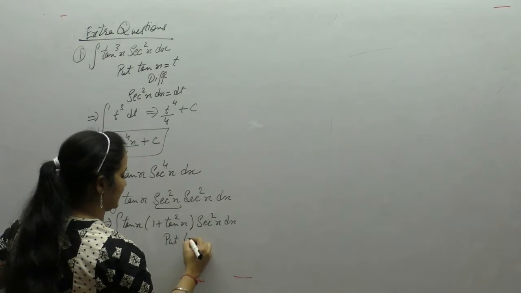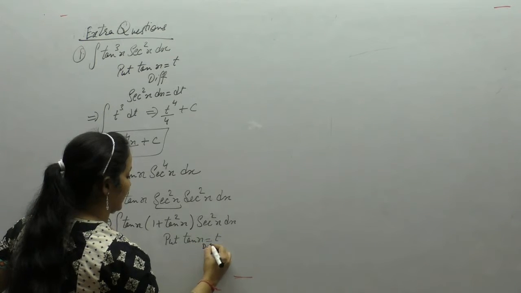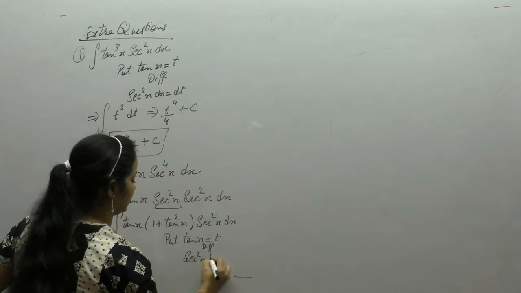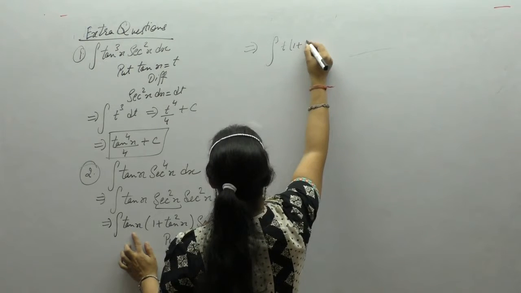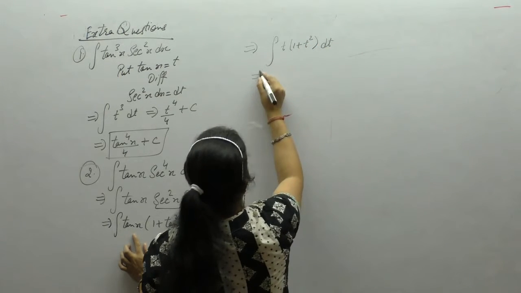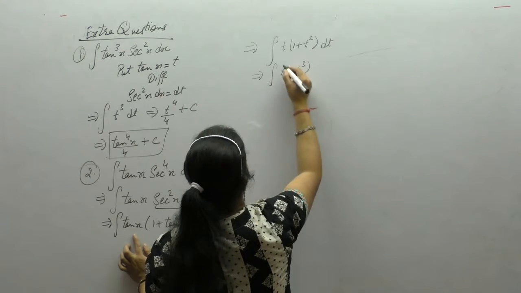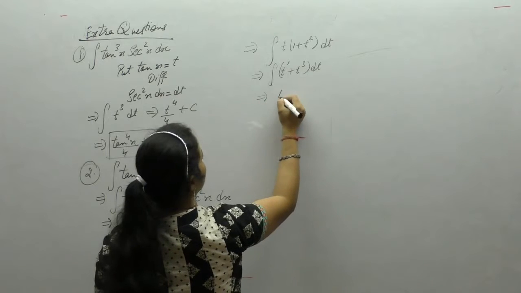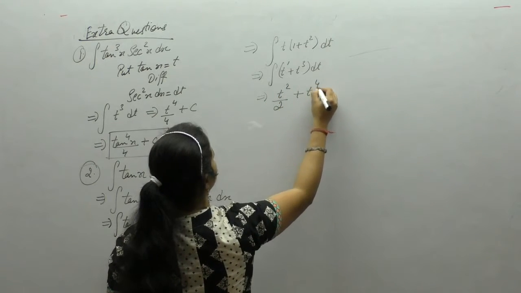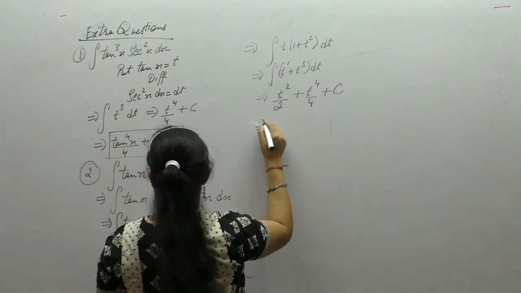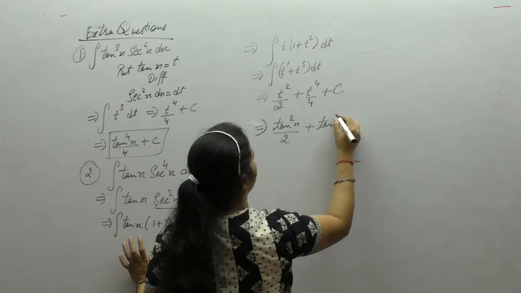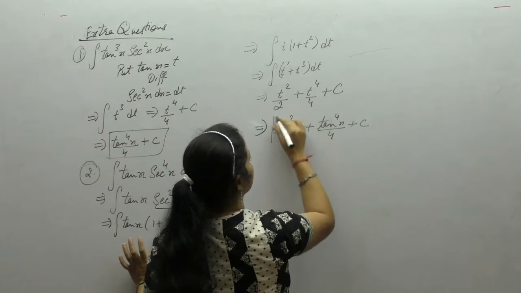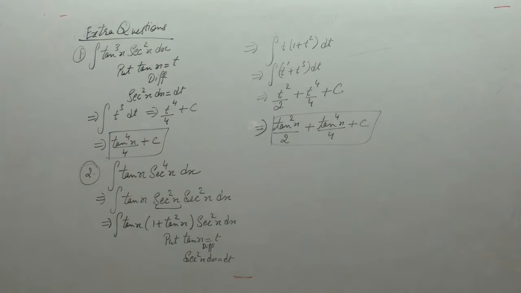Now put tan x as t. Derivative of tan is sec square x dx, dt. T into 1 plus t square dt. T plus t cube. Now apply the power rule here. N plus 1, 1 plus 1 is 2, plus t 4 upon 4 plus c. And t here is tan x. Tan square x upon 2 plus tan 4x upon 4 plus c.